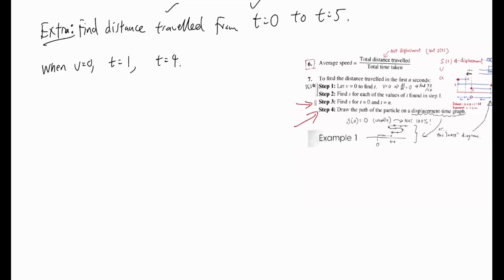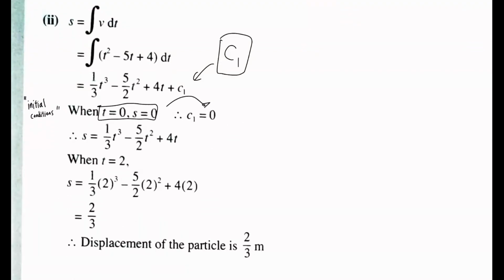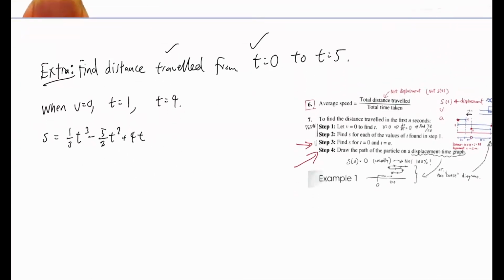Step 2. Find S for each of the values found in step 1. So that means we need the formula for S, right? So let me just retrieve it for you. S equals 1/3 T cubed minus 5 over 2 T squared plus 4T. Right? Good. And from there, we can scroll up and paste it here. Find S for each of the values found in step 1.